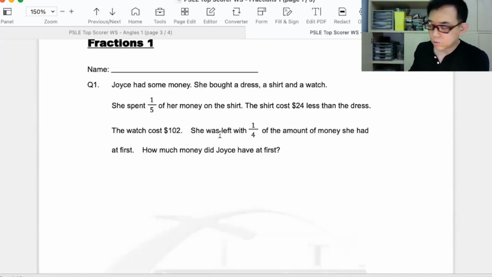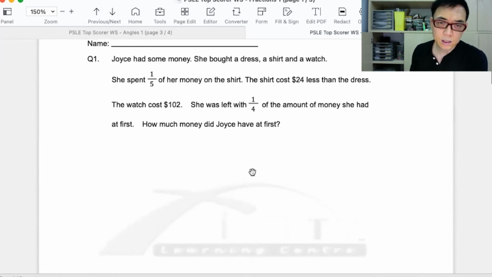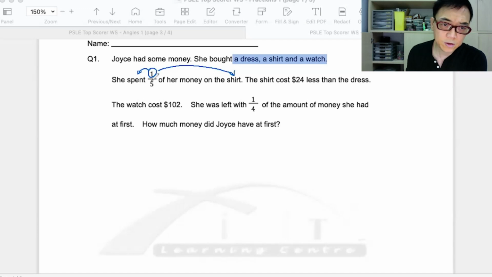So let's get started. This is fractions 1, question 1. We're going to start with the keywords. Okay, so please tell me the keywords and I'll underline them as you go. Okay, a dress, a shirt, and a watch. Very good. What is the 1? 1 is what was spent on the shirt, and 5 is her money because of the word of, right?